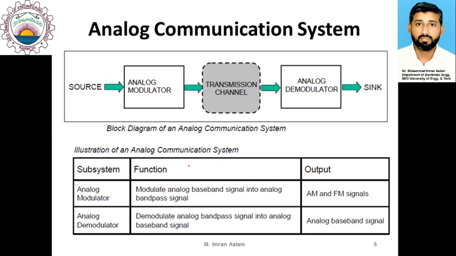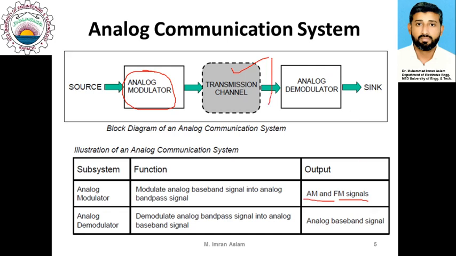For analog communication systems, we use an analog modulator and transmit the signal over a transmission channel. The analog modulator transforms the baseband signal into an analog band pass signal. In other words, it translates the frequency and shifts the signal towards higher frequencies by using a high frequency sinusoidal carrier. So the output will be a modulated signal. The typical examples are AM and FM signals.